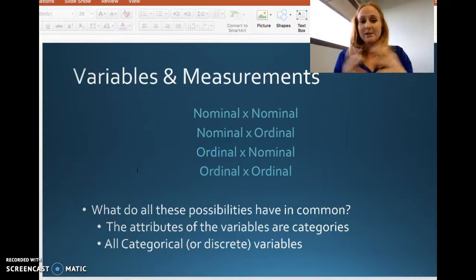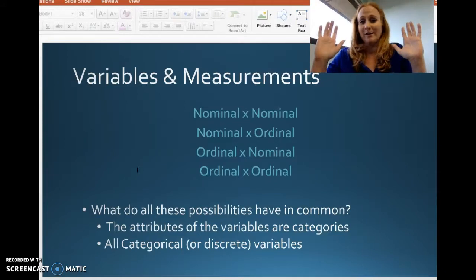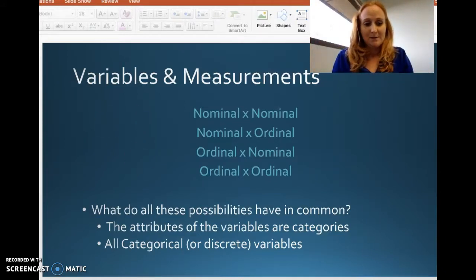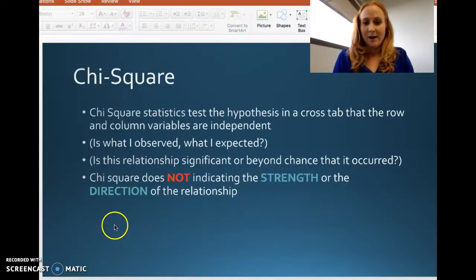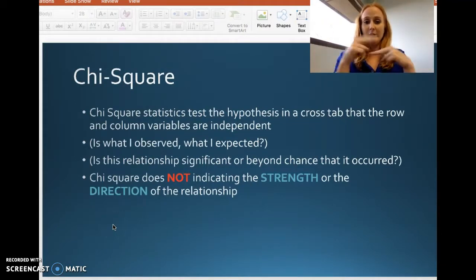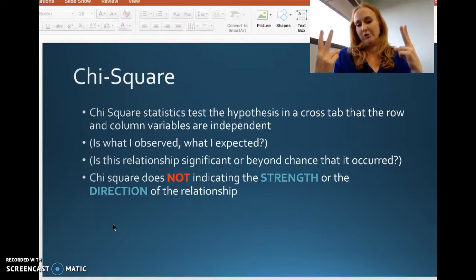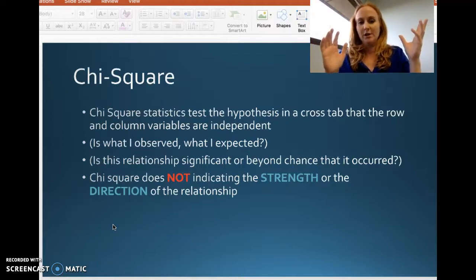So basically a chi-square test just tests your category membership over here, being able to predict your category membership over here. That's it. That's chi-square in a nutshell. Okay? So chi-square tests the hypothesis in a crosstab that the row and column variables are independent. So chi-square assumes that these two things have nothing to do with each other. Knowing your gender really has nothing to do with how often you go to church. Okay, so we call that the null hypothesis.